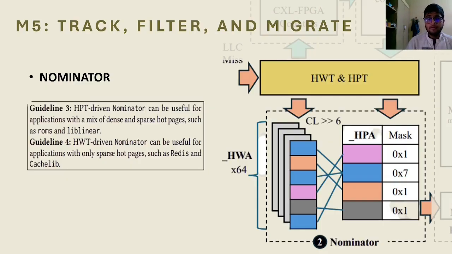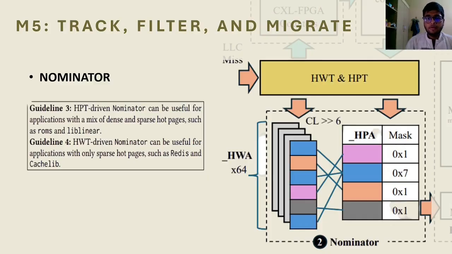Next, for every word in the HWA, which is filled from the hot word tracker, we get the physical frame number of the page in which the word exists, and set the corresponding bit in the 64-bit mask of that entry in the HPA to 1. By doing this for all the words in the HWA, we can identify dense pages. We can identify true hot dense pages, and those will be nominated by the nominator for migration.